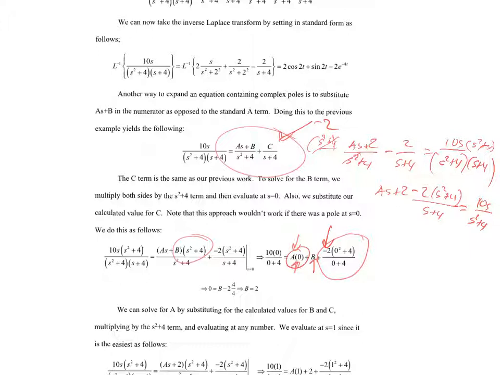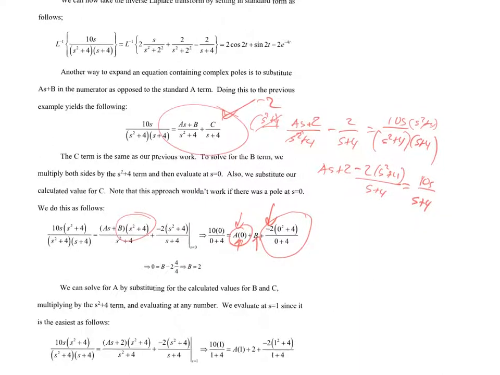All I have now are two variables. I have A and I have s. This is a linear system. Yes, sir? Wouldn't the 10s just be over s plus 4, not s squared? S plus 4, yep, thank you. Not s squared, but s plus 4.